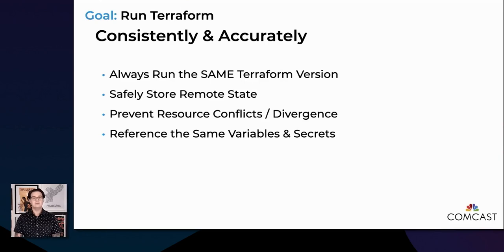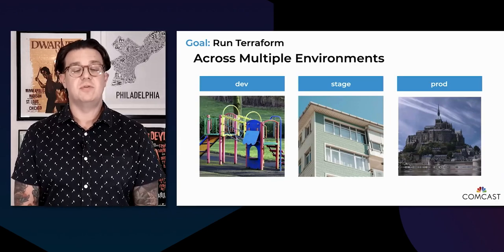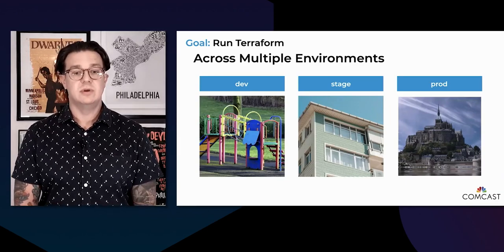We always want to run the same version of Terraform. We also want to safely store our remote state so that everyone has access to it. We want to prevent resource conflicts and divergence. We don't want people making changes that are overwriting each other. We want to have that in one state. And we want to be able to have everyone reference the same variables and secrets, no matter where they're running from. Our next goal is to run Terraform across multiple environments.